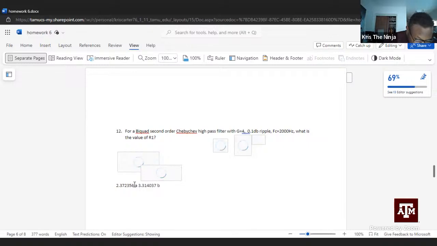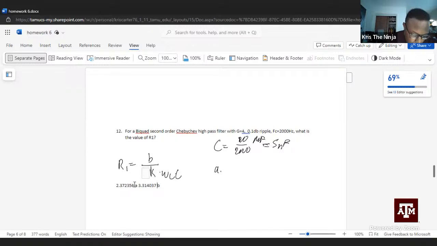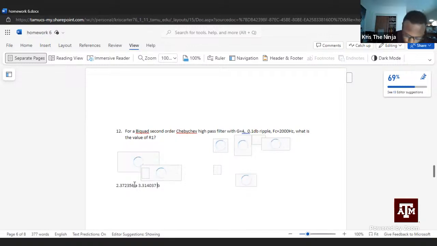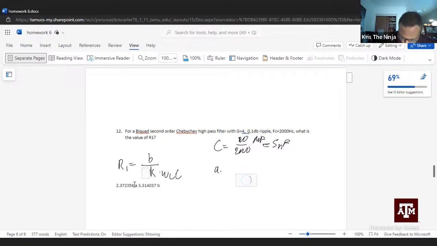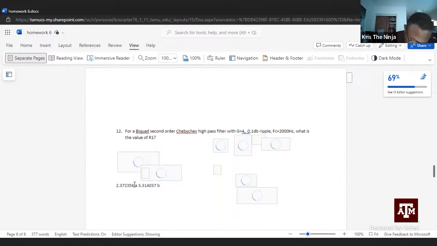We know the gain is 4, so K equals 4. We know what A and B are, and we know what C is. We know omega C because omega C is 2 pi times the cutoff frequency. That's 2000 times 2 pi, so omega C equals 12,566.37. Now we're ready to rock.